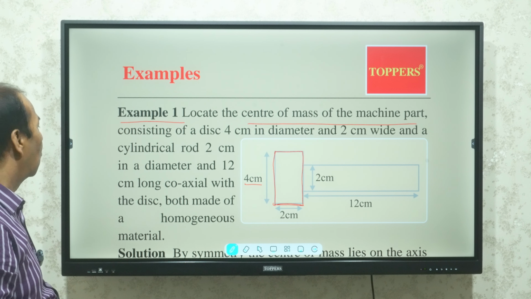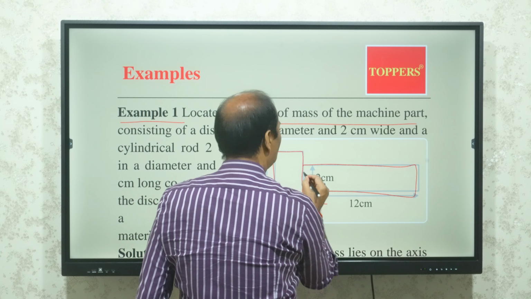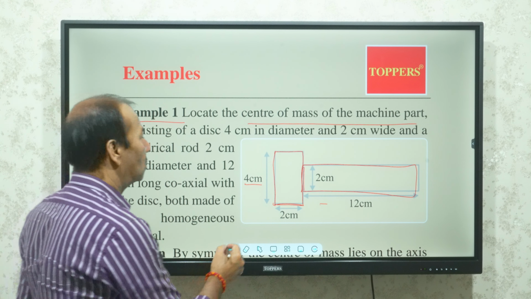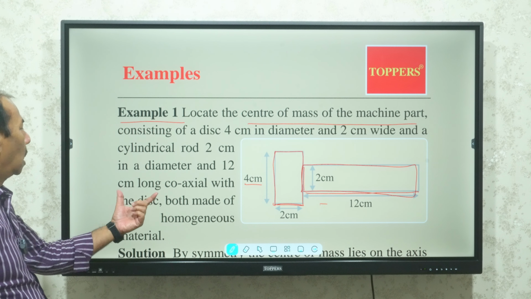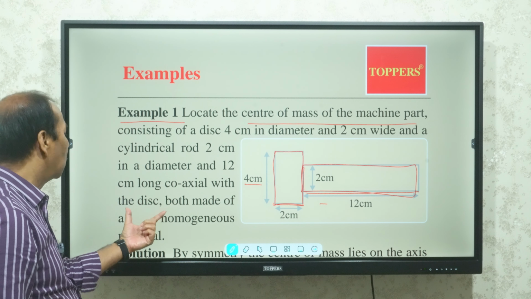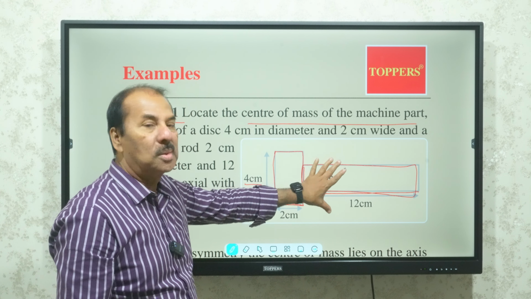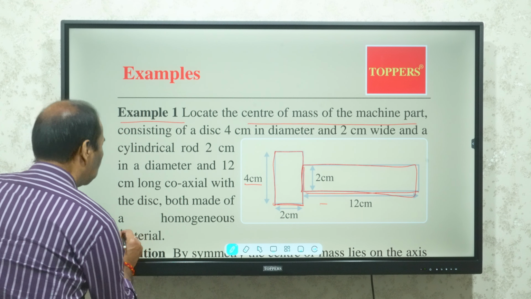And a cylindrical rod 2 centimeter in diameter. This is the cylindrical rod, 2 centimeter in diameter and 12 centimeter long. Its length is 12 centimeter. Coaxial with the disc. And they are coaxial, either this part or this part. Both are made up of a homogeneous material.